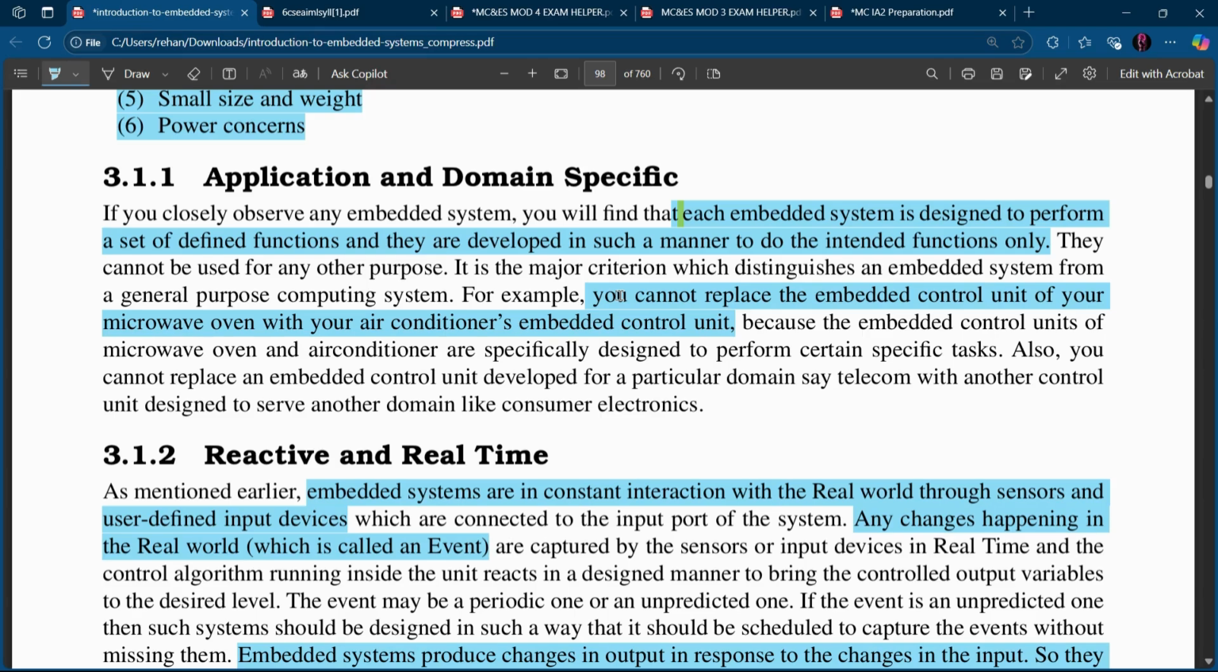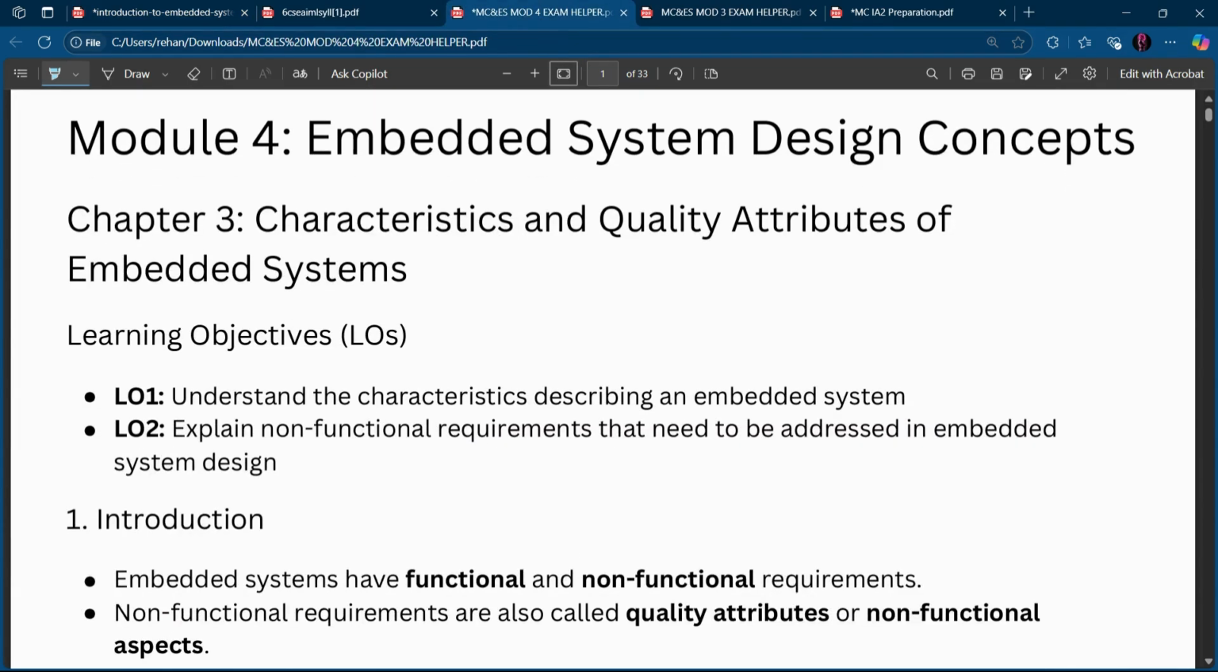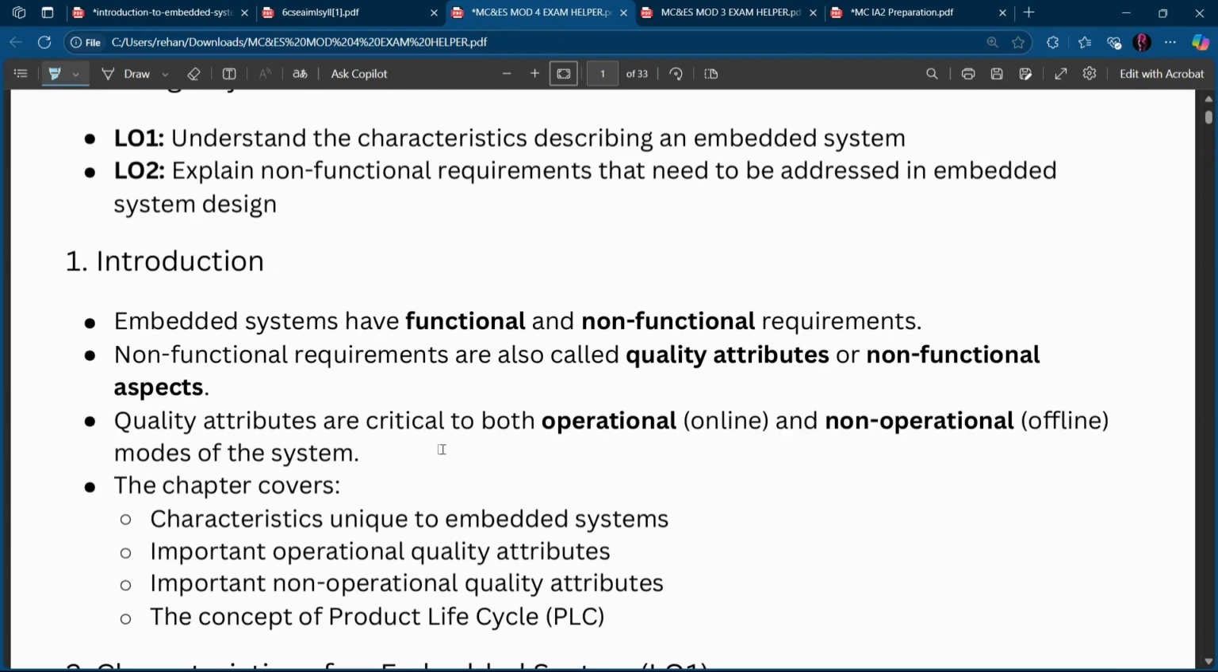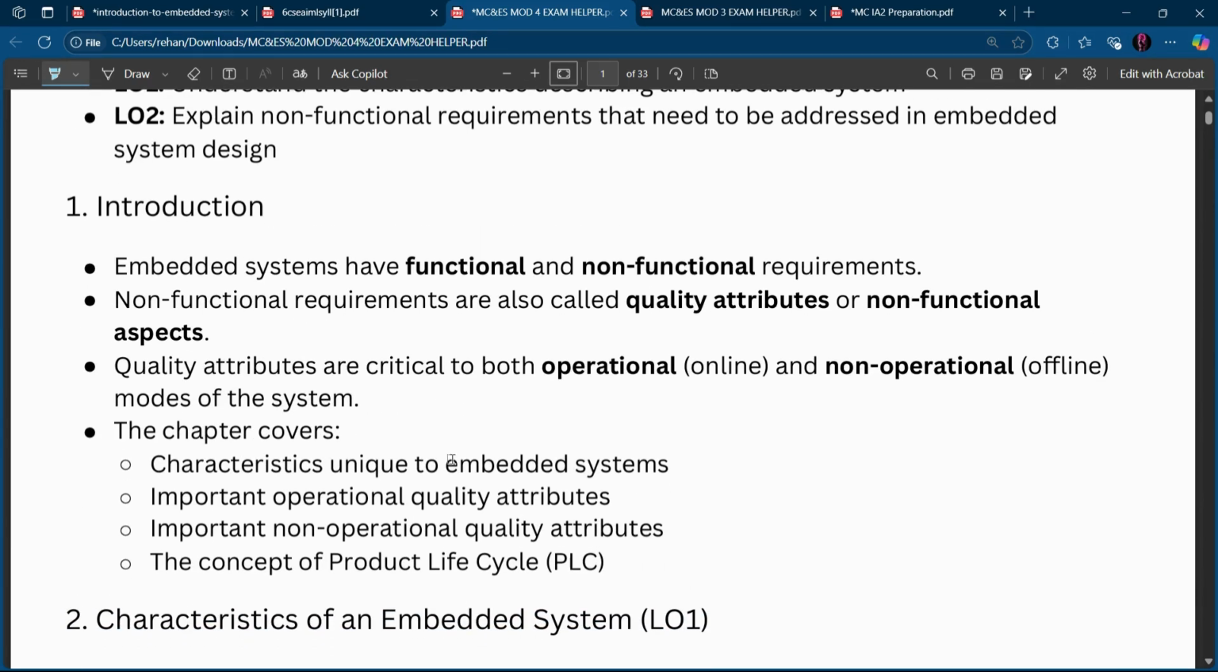In some microwaves you can also cook, but basically what it does is just heating, right? And if you take an AC for cooling purpose, you cannot use the embedded system used in a microwave in air conditioners. That's what happens. You cannot replace the embedded control unit of your microwave oven with your air conditioner's embedded control unit. If you see the notes which I prepared using the same textbook, it is just the filtered part of the textbook.